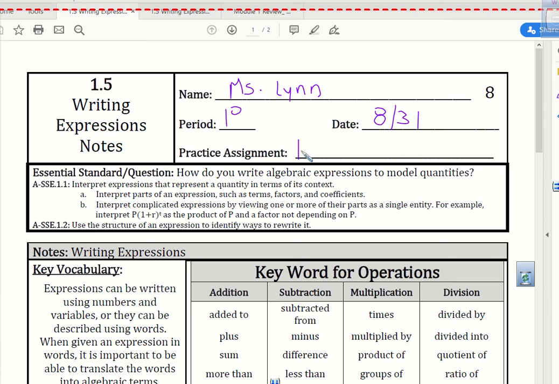8-31, practice assignment. You guys have 1.5 practice, and then we're going to have a Module 1 review that we'll get into tomorrow. Okay. Below is a standard, so you guys can read through that. So again, today we are writing expressions.